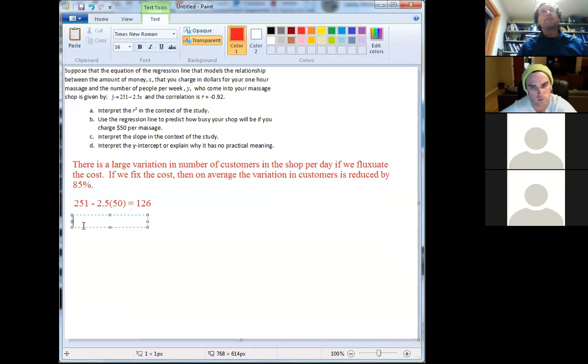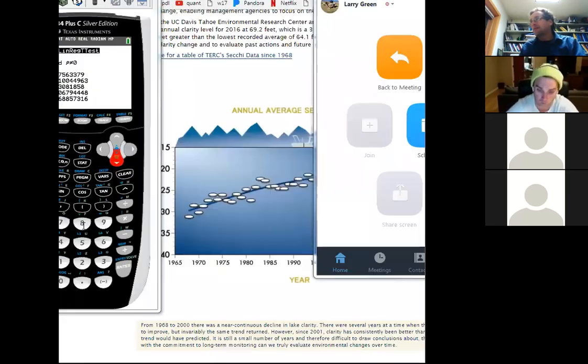Okay, and remember that's the rise over run. And the x is the amount you charge. So that means if you charge $1 more, the y is the number of customers you have. And that is about 2.5. Remember, these are averages, so it's okay to talk about 2.5. You can't have a half customer, but you can have an average of a half a customer.